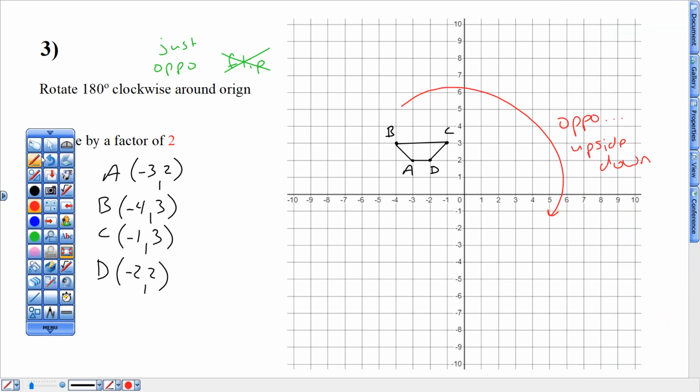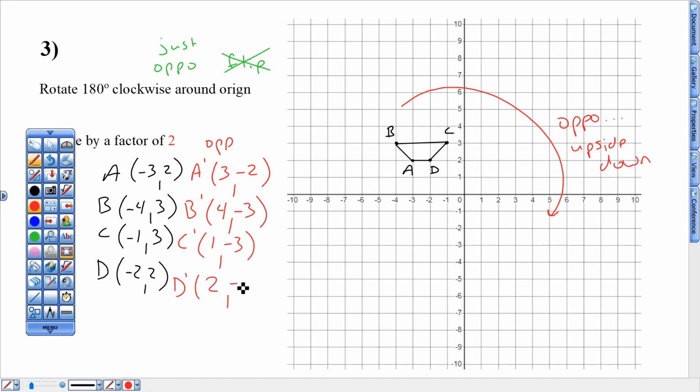If I just do the opposite, that A prime becomes 3, -2, just opposite. B prime becomes 4, -3, just opposite. C prime becomes 1, -3. And then D prime becomes 2, -2. Plot those in the right place.